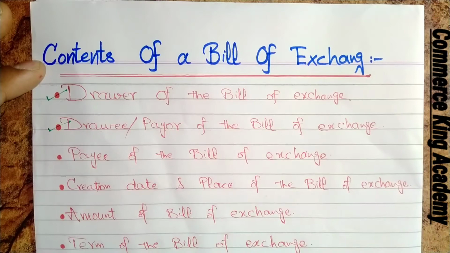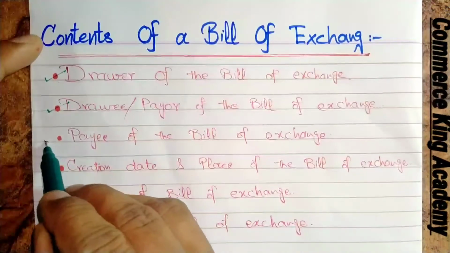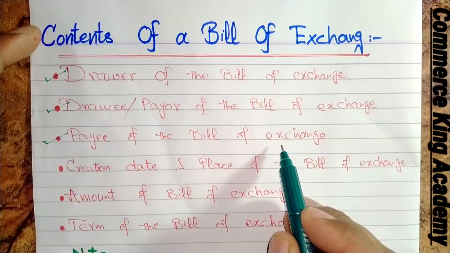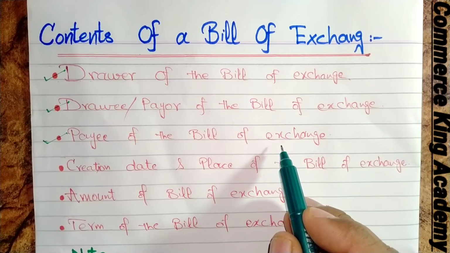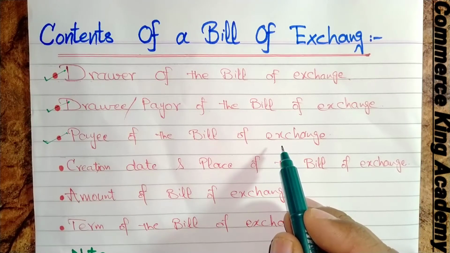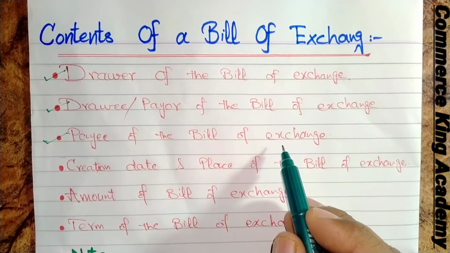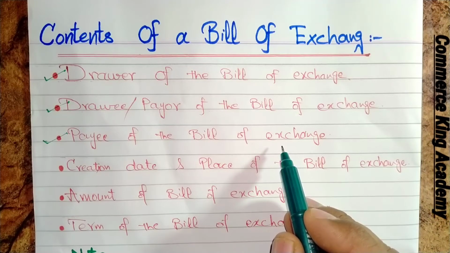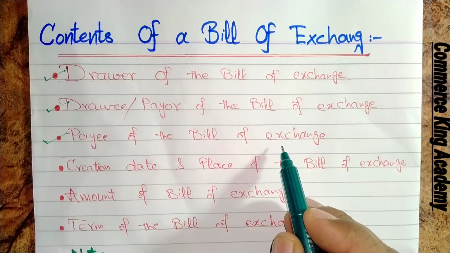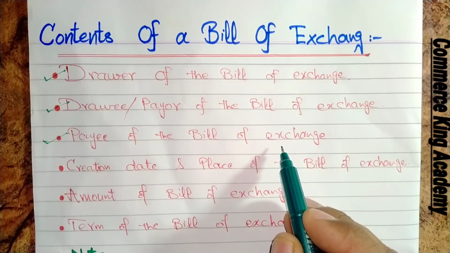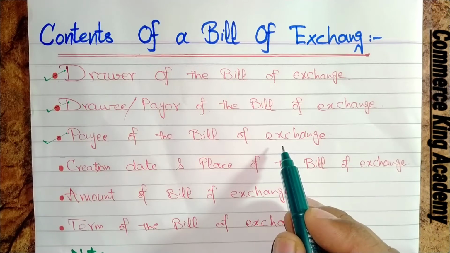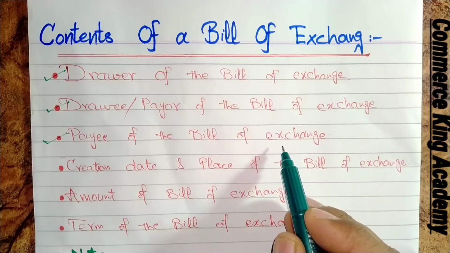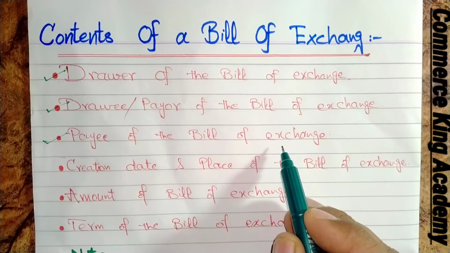Alright? Next is payee of the bill of exchange. This is the person to whom the payment is made. Name and address are generally requested. The drawer and the payee is usually the same person. You must keep in your mind, I explain or discuss or share again. Listen with attention. The drawer and the payee is usually the same person. Okay?